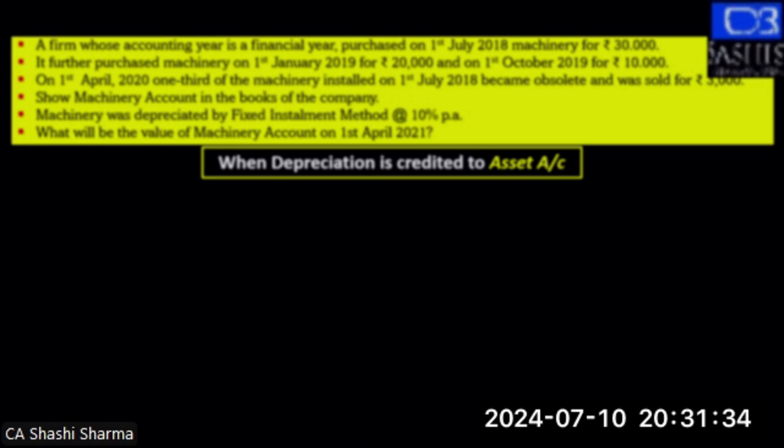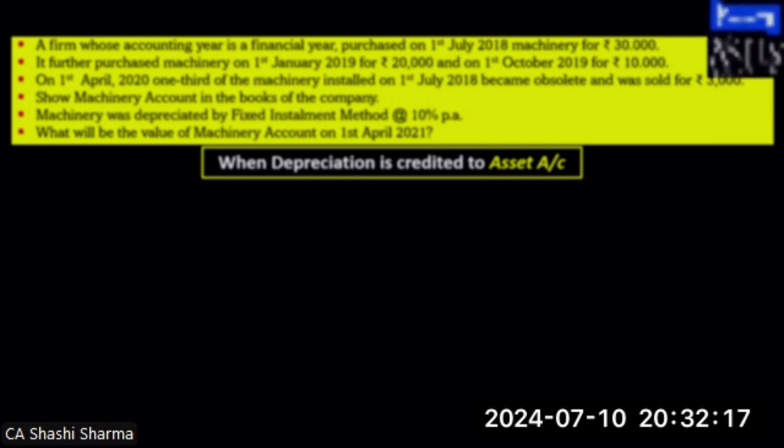And the third bullet point says that on 1st April 2020, one third of the machinery installed on 1st July 2018, the original machine, not the full machinery, only a part of it, became obsolete, and it was sold for rupees 3,000. And we are required to prepare machinery account in the books of the company.